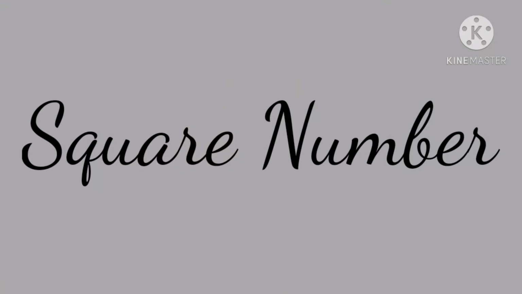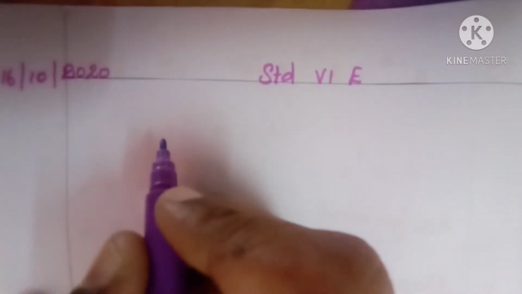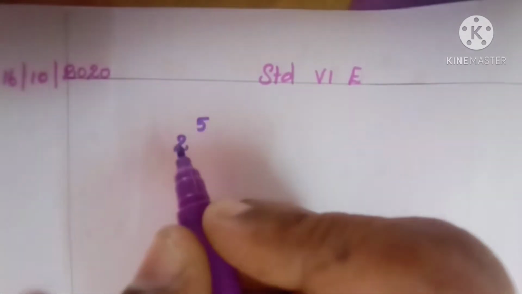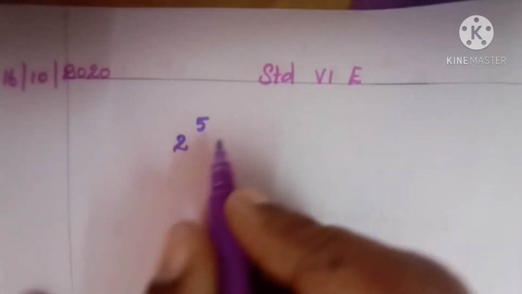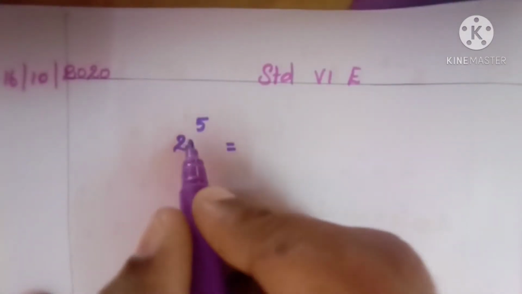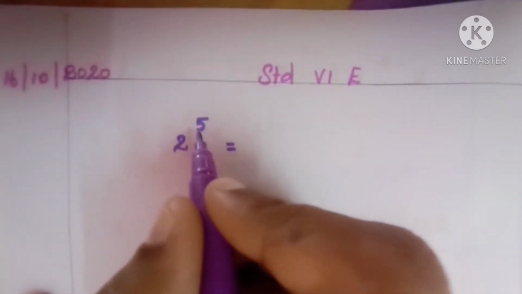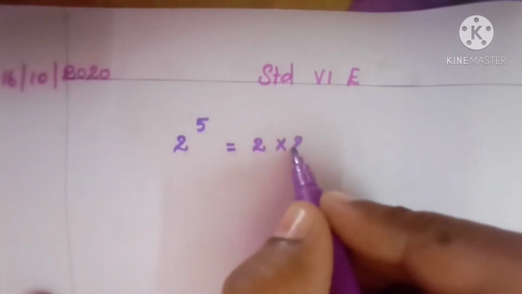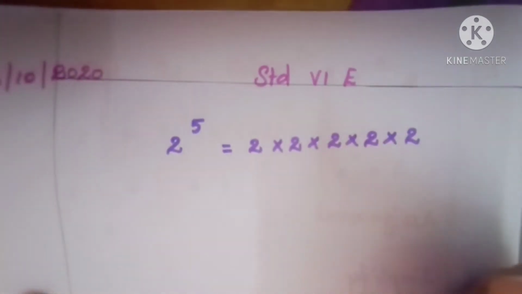Today let us learn the topic square numbers and square roots. We have already learned how to represent the exponents. That means 2 power 5. Here 2 is the base and 5 is the exponent or power. The exponent of a number tells how many times the number is multiplied. That means 2 multiplied 5 times. So 2 power 5 is equal to 2 into 2 into 2 into 2 into 2.